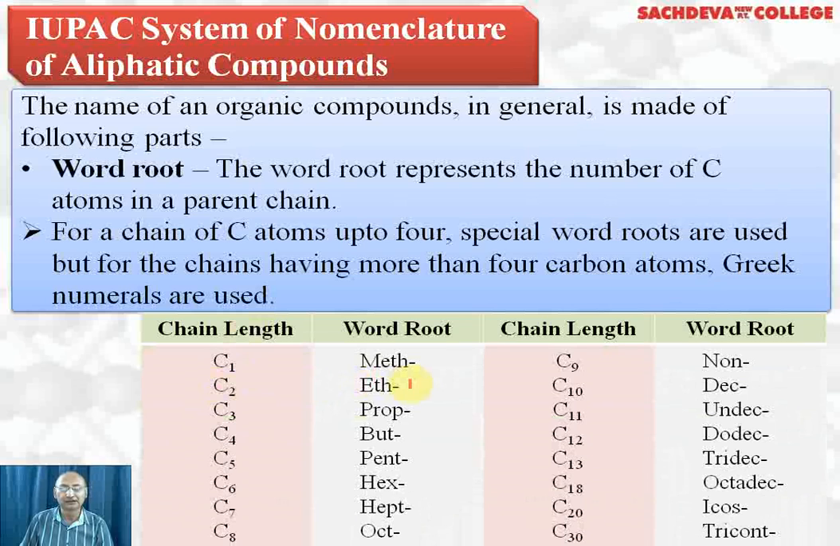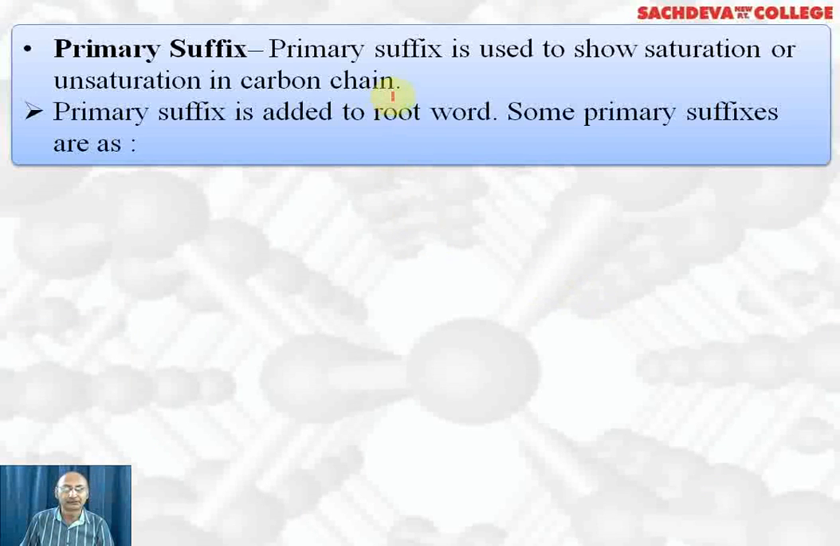For C1 we use the word root meth, eth for C2, prop for 3, but for 4, but. Pent for 5, hex for 6, hept for 7, oct for 8, non for 9. For 10 we use dec, undec for 11. For 12 dodec, 13 tridec. For 18 we'll call it octadec. For 20 it is icos. And for 30 triacont.